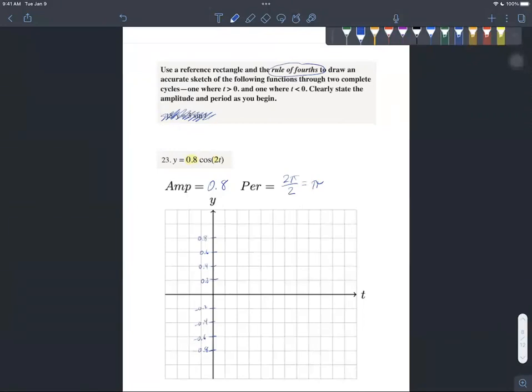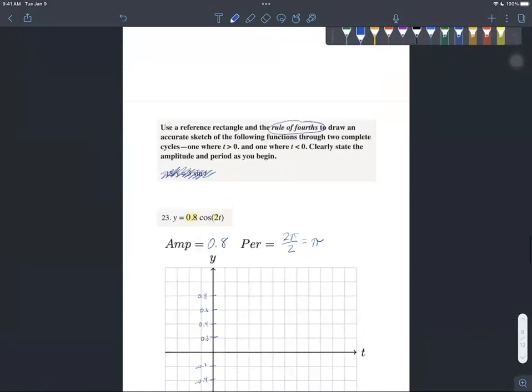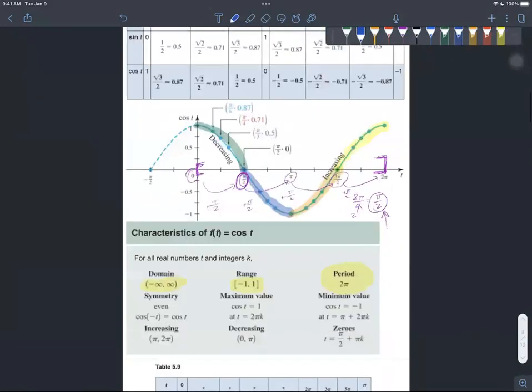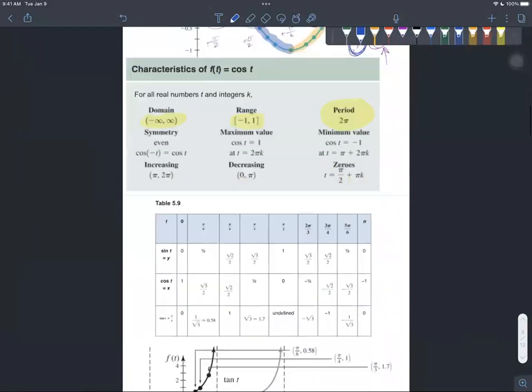The period is pi radians. So remember that we said something special happens every quarter, right? We can break down the cosine function into 4 pieces. And so what we can do is take the period and divide it by 4 to find the increment in which one of those special things will happen.